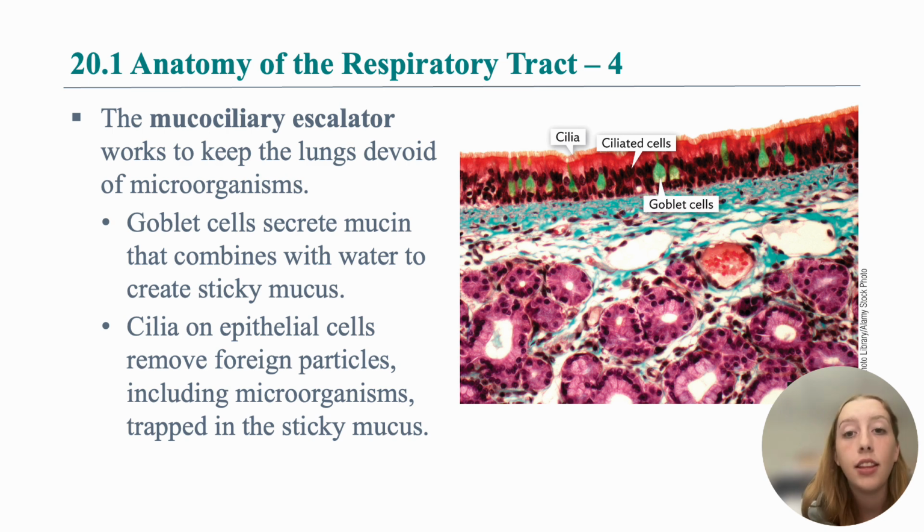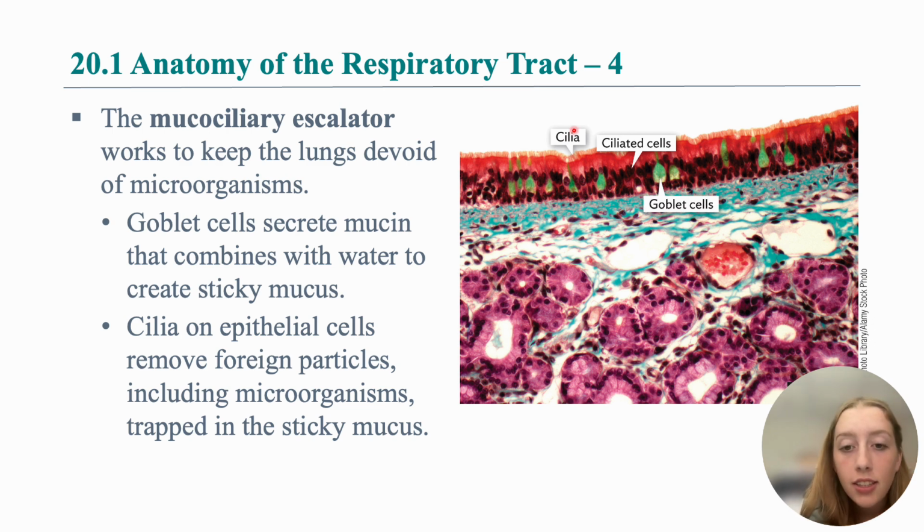The cells that line the interior of the respiratory tubes, the lumen, are epithelial cells, which have moving appendages called cilia that are extensions of the cellular membrane. Cilia remove foreign particles, including microorganisms trapped in the sticky mucus. Mucus is formed when mucin combines with water. Mucin is secreted by goblet cells and is among the epithelial cells.